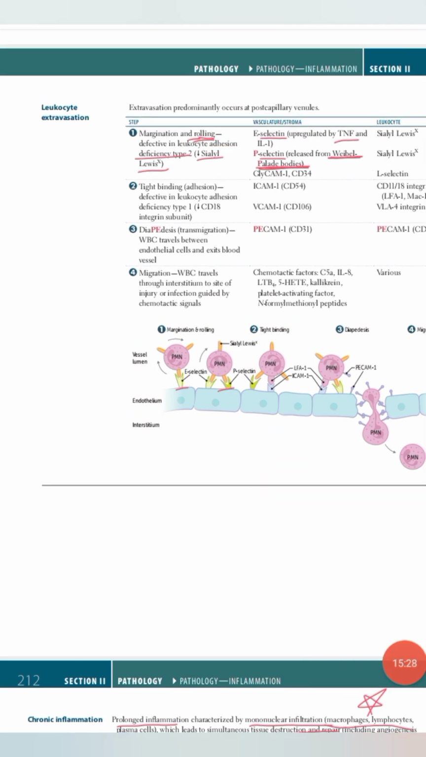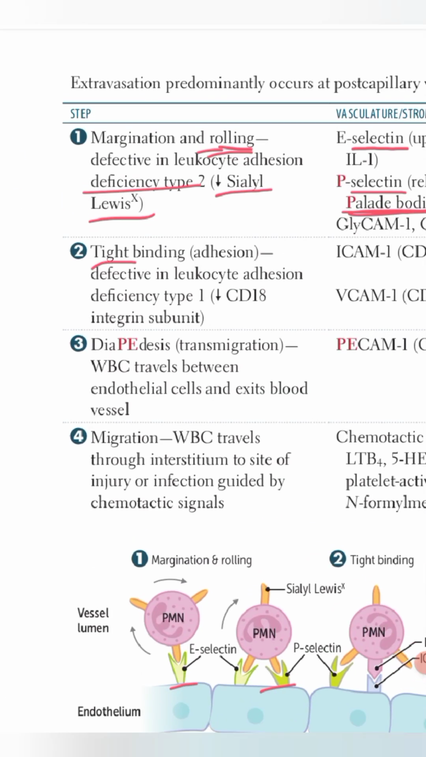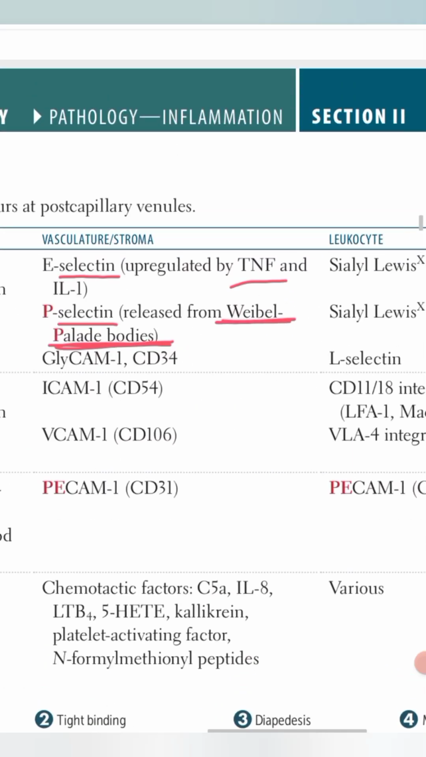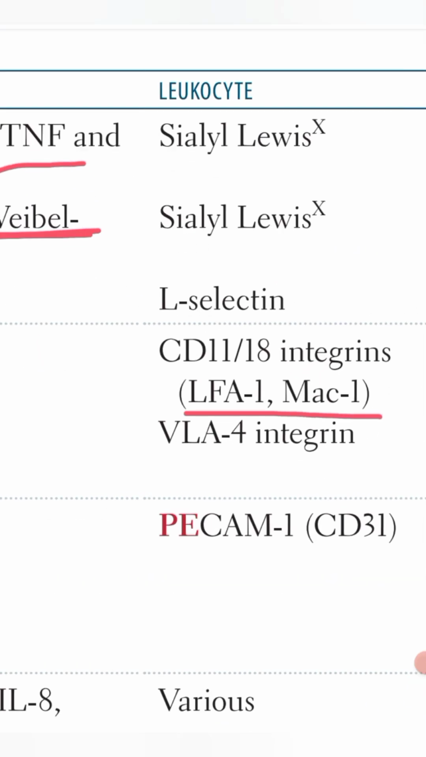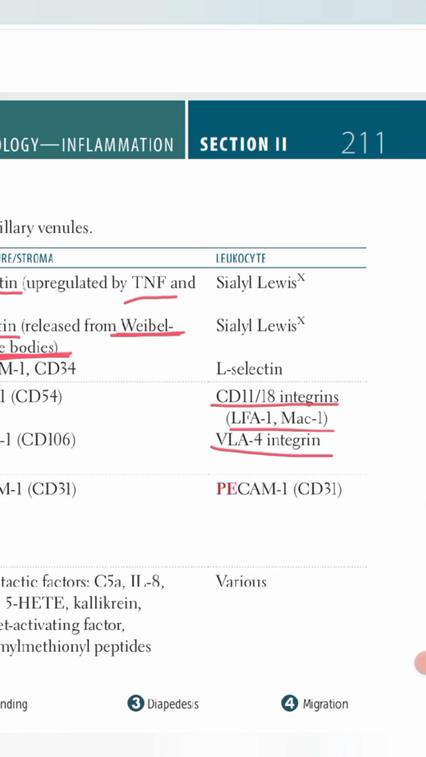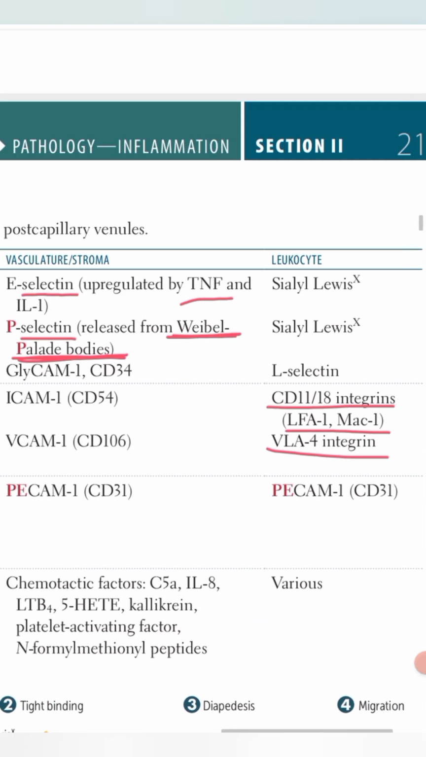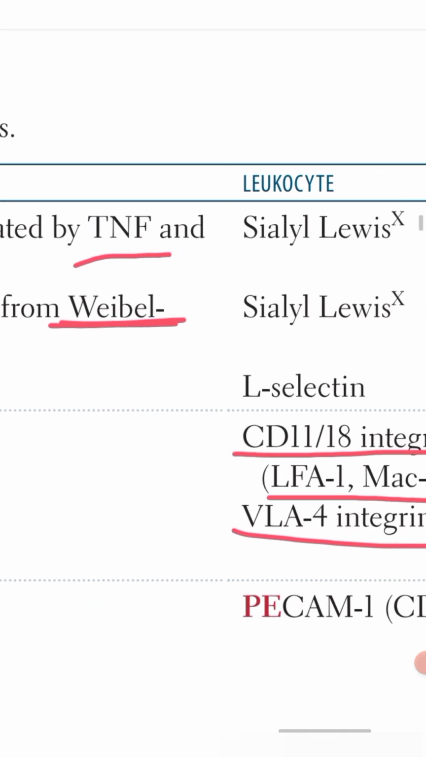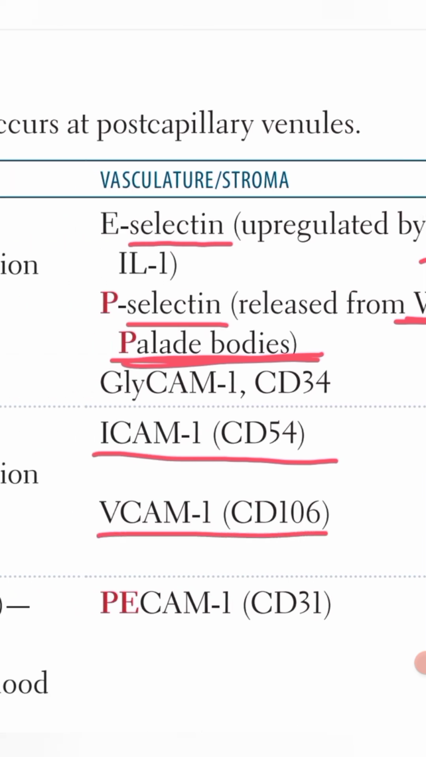Next comes the second step, that is tight binding adhesion. It occurs with the help of specialized adhesion molecules known as integrins. There are 2 types of integrins shown here: LFA1 and MAC1, whose integrin subunit is CD18, and the second one is VLA4 integrin. The ligand for LFA1 and MAC1 is ICAM, that means intercellular adhesion molecule, while the ligand for VLA4 is VCAM, CD106, known as vascular cell adhesion molecule.